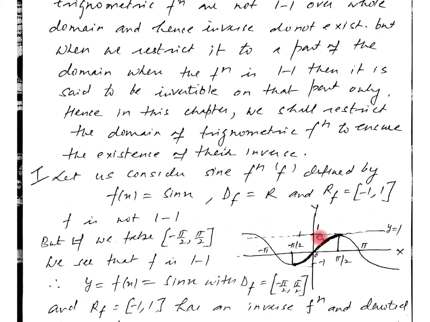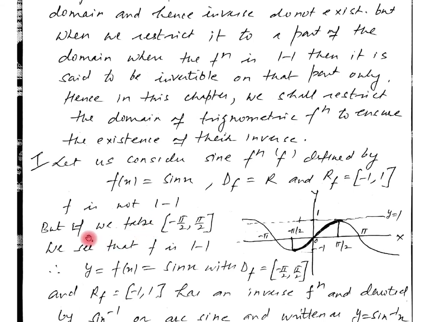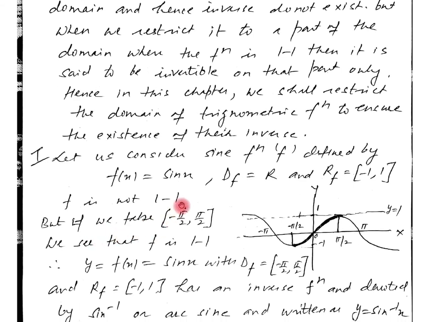Therefore, in the whole domain, this function is not one-one because different values of theta may have the same value. Therefore, f is not one-one. But if we take the closed interval minus pi by 2 to pi by 2, just see in the figure, this is the graph of the sine function. Whenever you have to draw the graph of any function, you can take one variable x, another variable y.